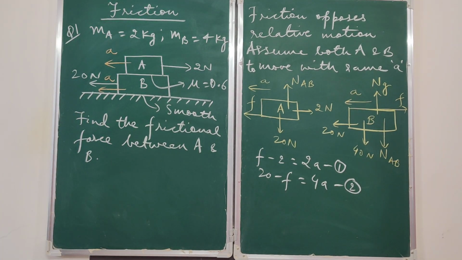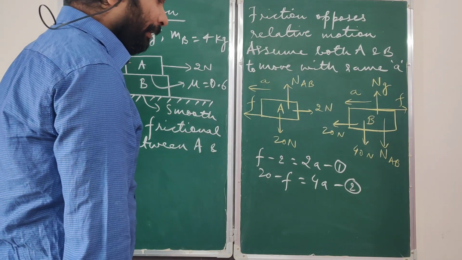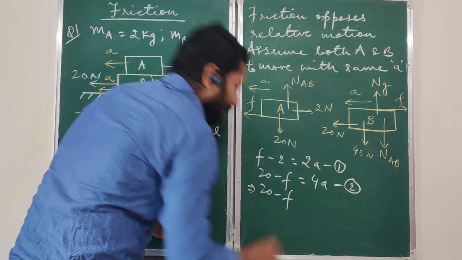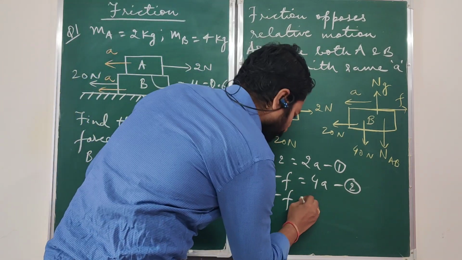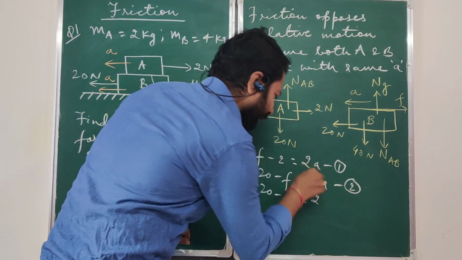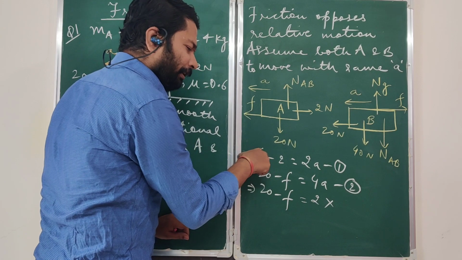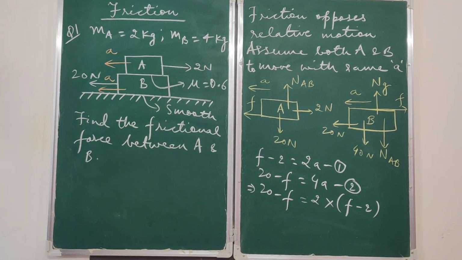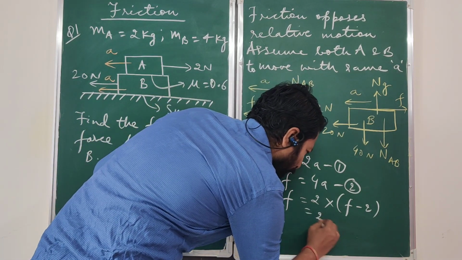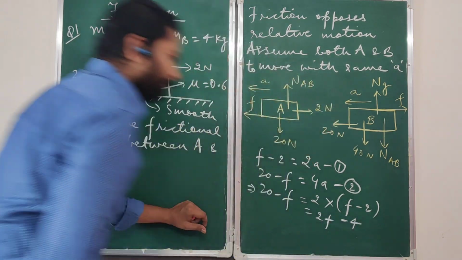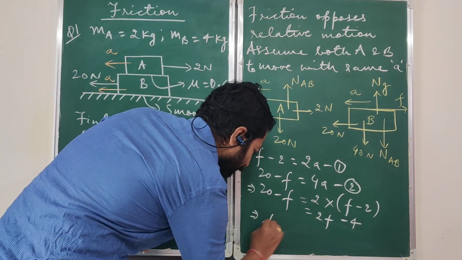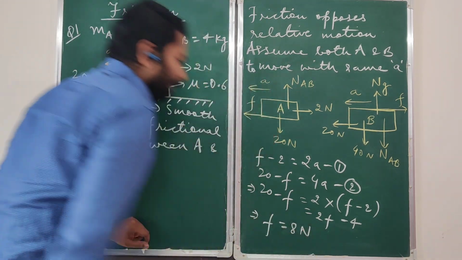So now you eliminate A between these two equations. When you do that, you can write 20 minus F is equal to 2 into 2A. What is 2A from first equation? F minus 2. So we will write it as F minus 2. So now this can be written as 2F minus 4. So what is F equal to? F comes as 8 Newton.